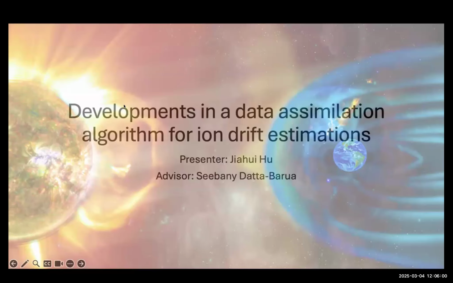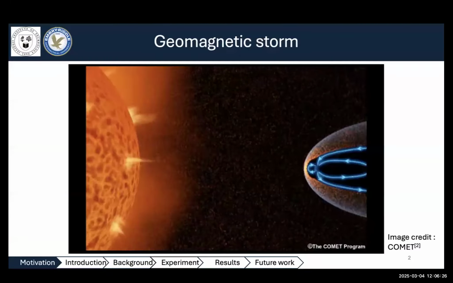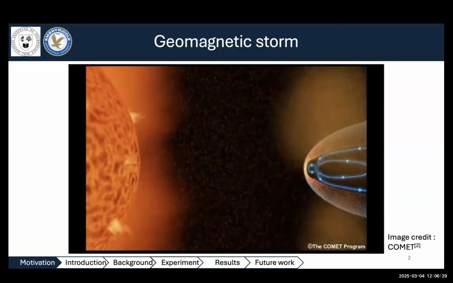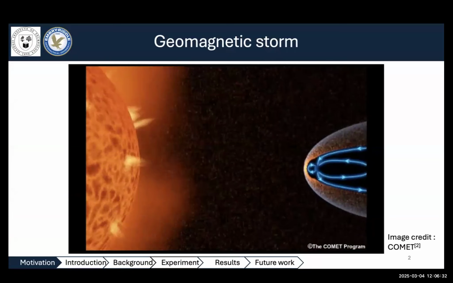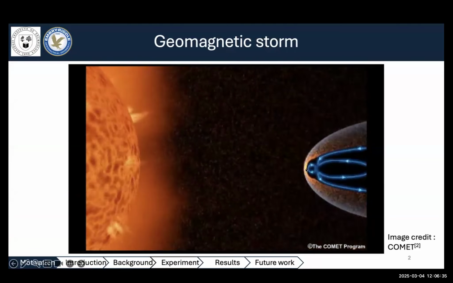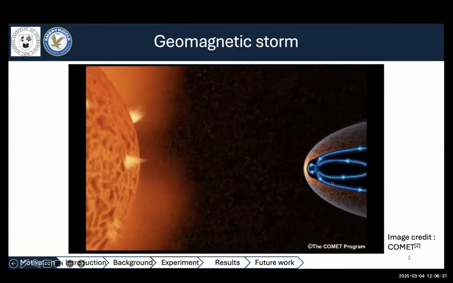Sure. First of all, let me briefly introduce the motivation that drives our study. It is majorly due to the geomagnetic storm, which refers to the energetic particles emitted from the sun interacting with the Earth's atmosphere. It compresses the Earth's magnetic field and impacts the atmosphere that we live in. This video shows how the particles compress the Earth's magnetic field lines.